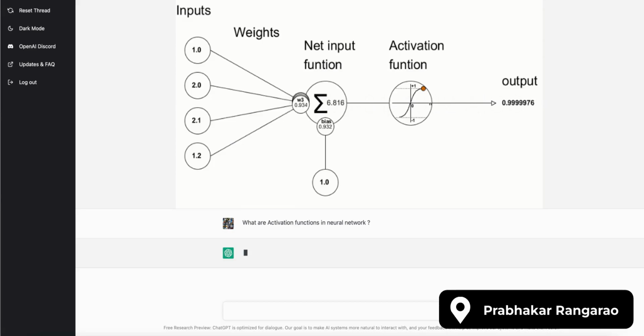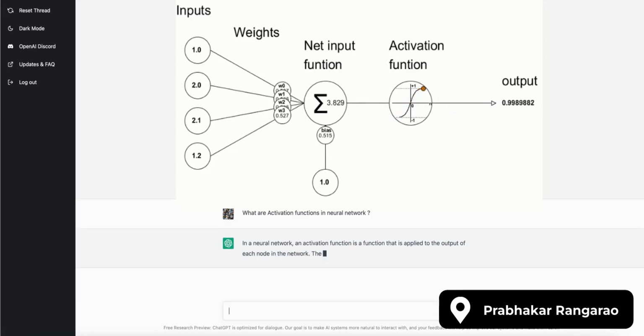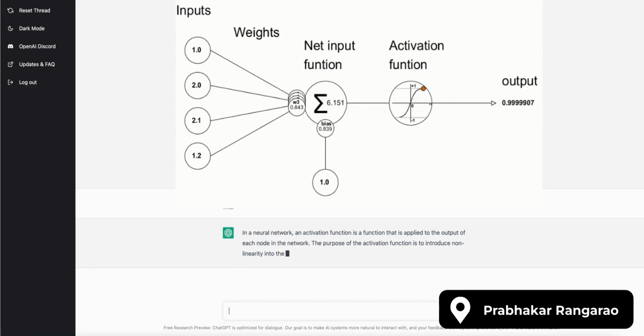We are hearing about activation function, so what it is. Activation functions are a crucial component of neural networks. They determine the output of each node in the network given an input or set of inputs. Activation functions provide nonlinearity, which is essential for the network to learn and make complex predictions.